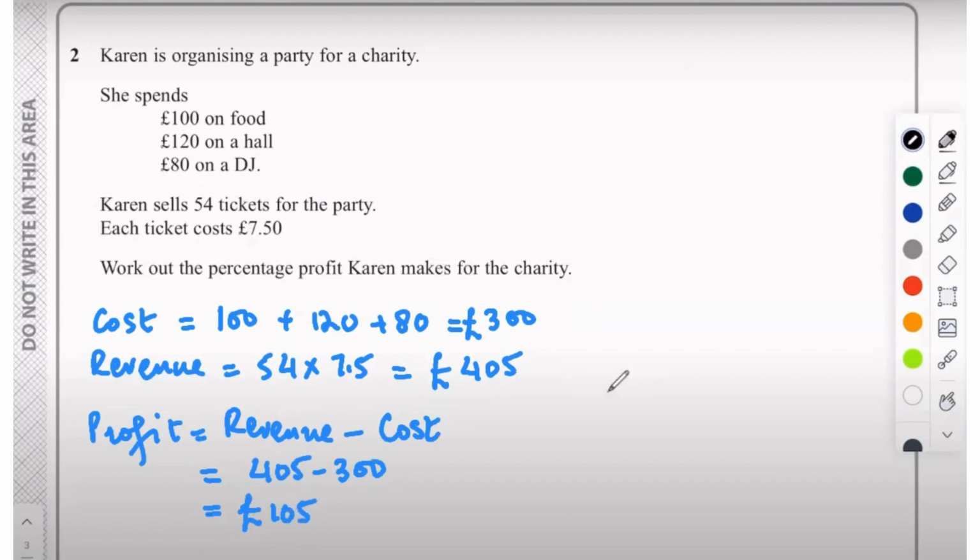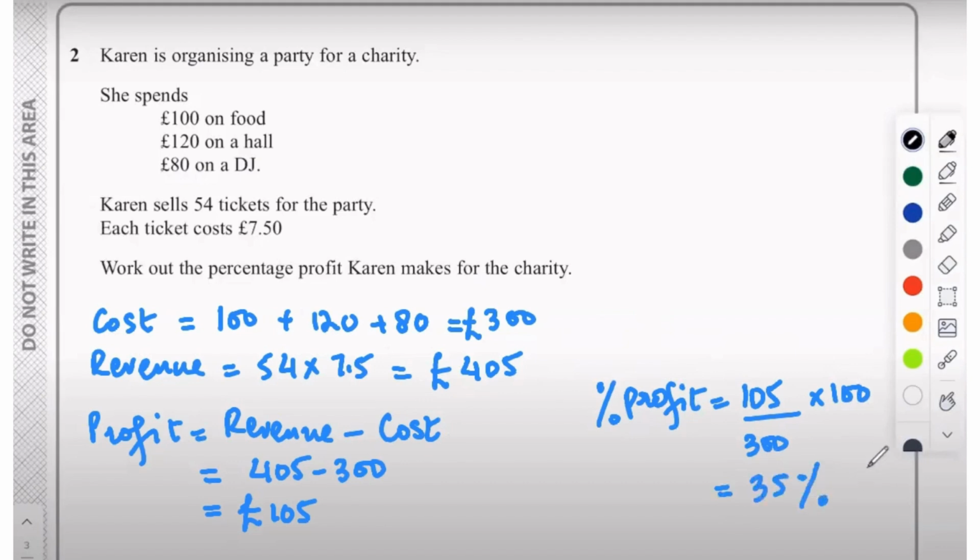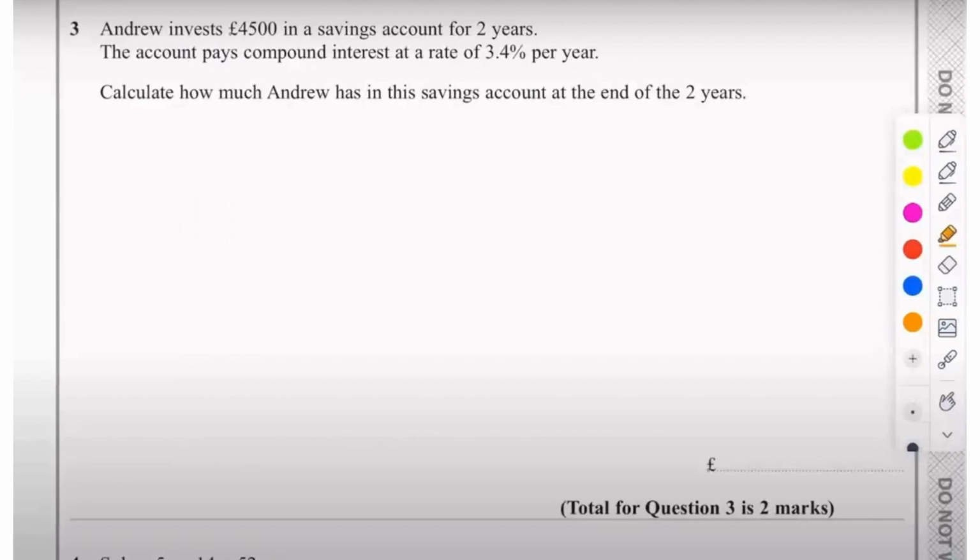So now to find percentage profit, we will divide the profit by our cost, which is 300, and times that by 100 because you find the percentage. So that's going to give us 35%. Question 3 says Andrew invests £4,500 in a savings account for 2 years. The account pays compound interest at a rate of 3.4% per year. Calculate how much Andrew has in his savings account at the end of 2 years.